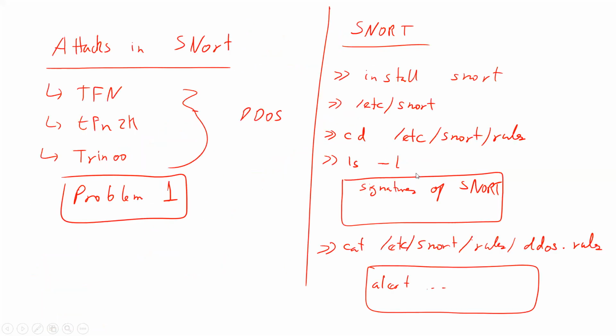You navigate and you find etc snort rules. This will give you a whole bunch of files with an extension of .rules that have the alerts. Okay, so I'll talk a little bit more about this in the slides today, but the first problem is these 3 families of attacks, right?